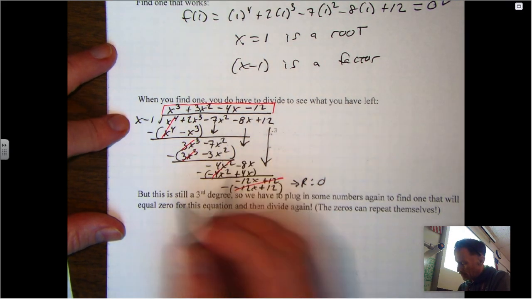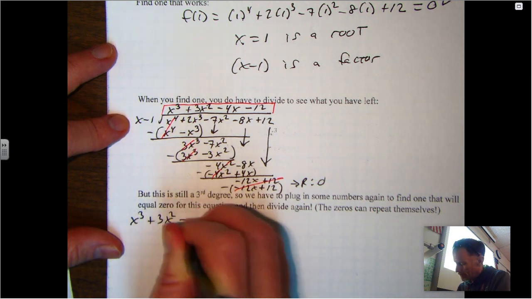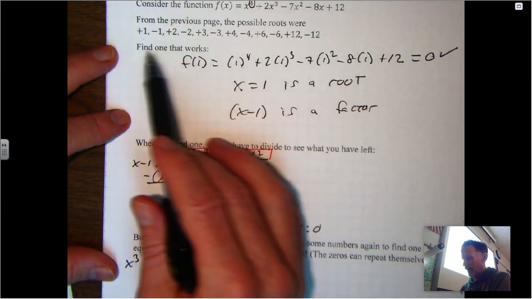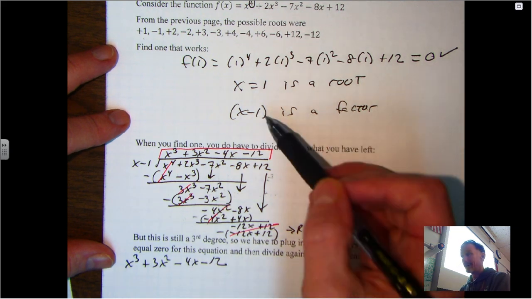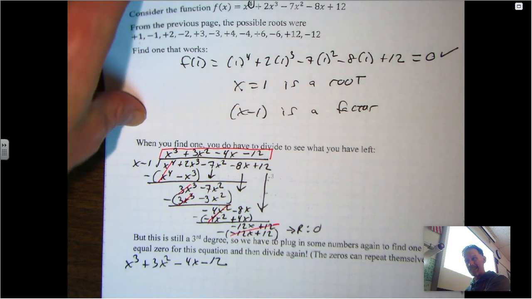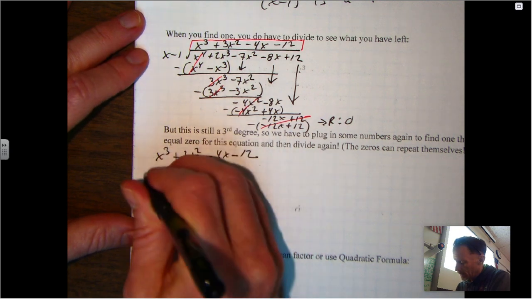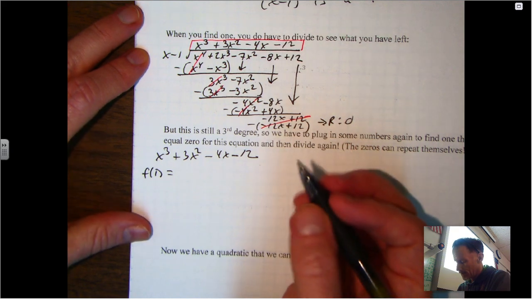Okay, so I'm going to write this down here. So we got x to the third plus 3x squared minus 4x minus 12. Okay, and now we can go back to our same list that we had before, and again, check to see which of these will make that equal to 0. Now the catch is we do need to recheck 1 again because the roots may repeat. That is a thing. So I'm going to plug in 1 again to make sure that that root doesn't repeat itself.